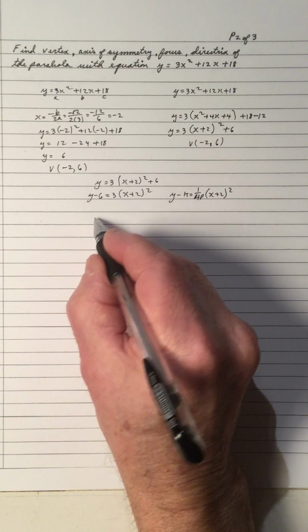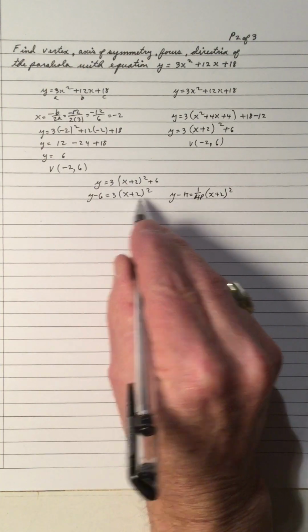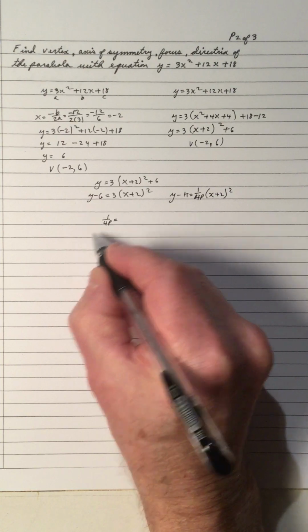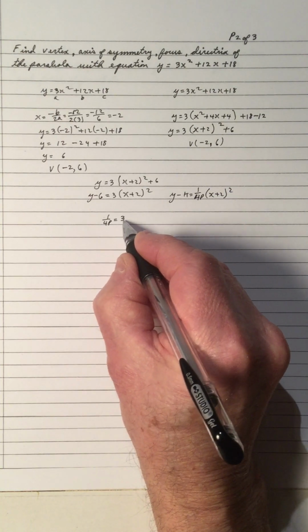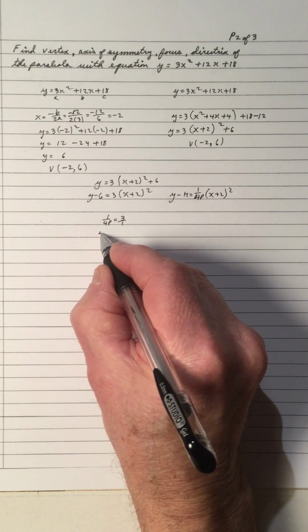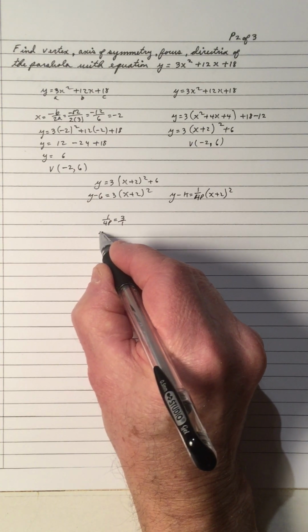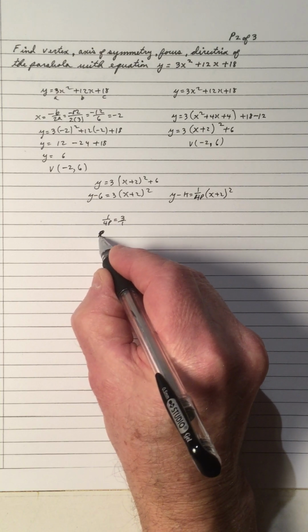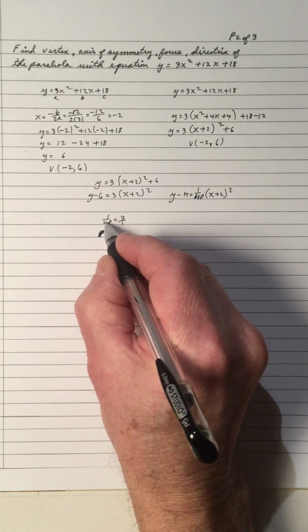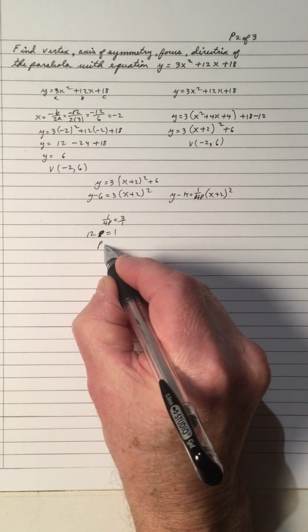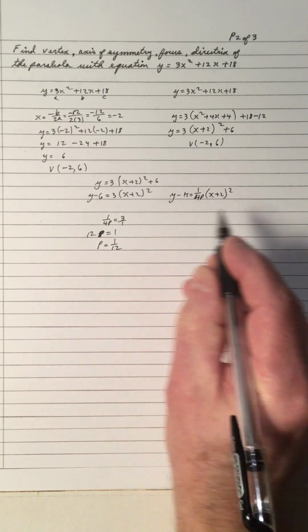So as a result, because we have this form, that means 1 over 4p equals 3, and this 3 is over 1. Cross multiply: 3 times 4p, let's make that a p. 3 times 4 is 12, p equals 1 over 12. Divide by 12, p is 1/12.